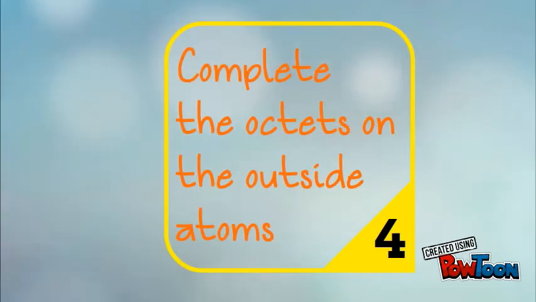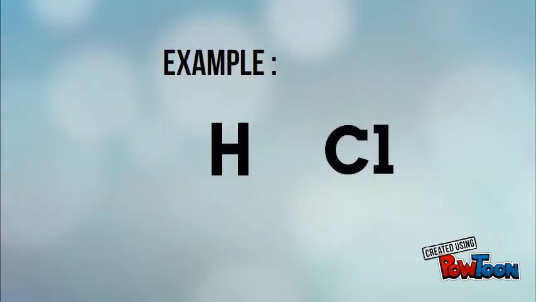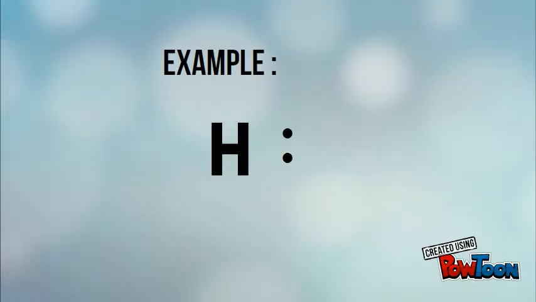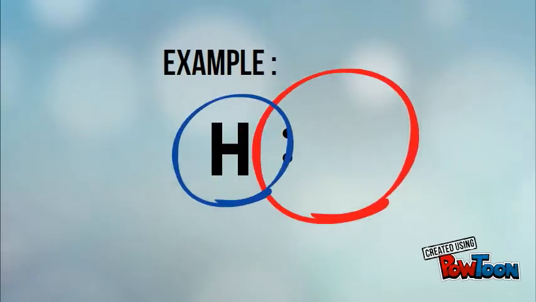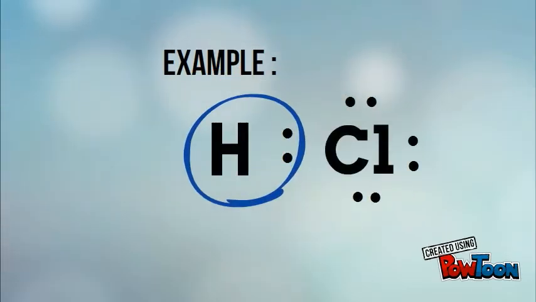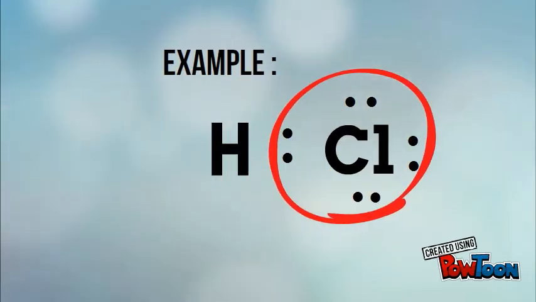Step 4. Complete the octet on the outside atoms. For example, hydrogen and chlorine. Hydrogen has only 1 electron, while chlorine has 4 electrons. For the chlorine, there are 6 remaining electrons, so we have to put them around the element. And now, we complete the octet for chlorine. Hydrogen only needs 2 valence electrons for a full outer shell. So hydrogen has its outer shell filled, while chlorine has a complete octet.